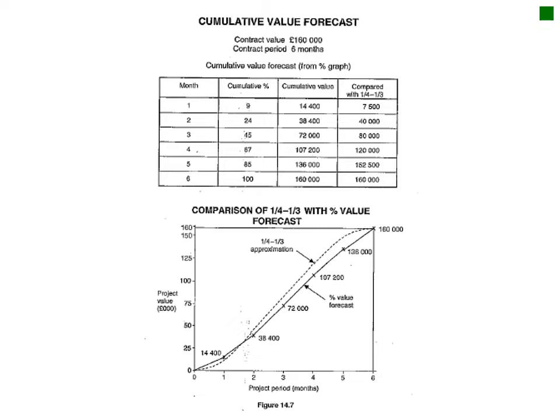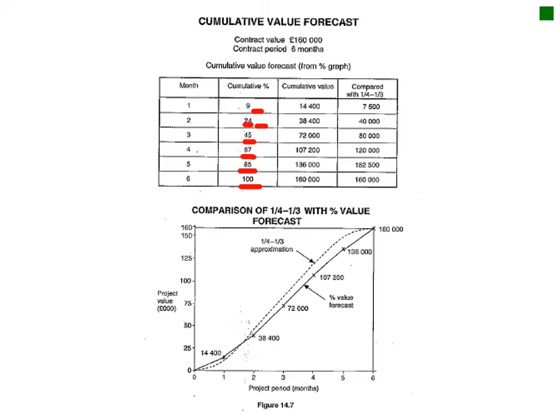On a 6-month project, you estimate that you will spend 9% within the first month, 24%, so it is 15% on top of the 9, so this is cumulative, and then you go to 45%, then 67, and then 85 up to 100.